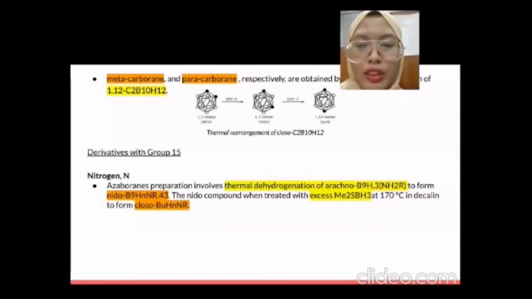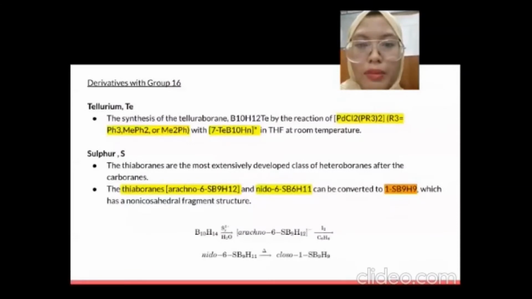Next, we have the derivative with group 16, which is tellurium, Te. The synthesis of telluroborane B10H12Te is by the reaction of PdCl2(PR3)2, where basically R3 refers to Ph3, MePh2, or Me2Ph, with 7-TeB10H13 in THF at room temperature.